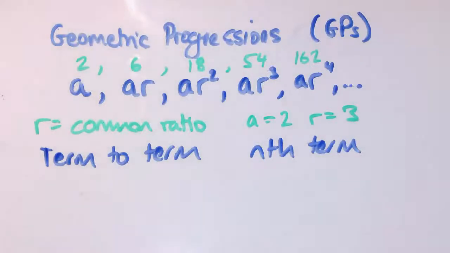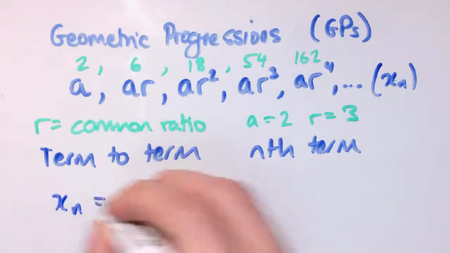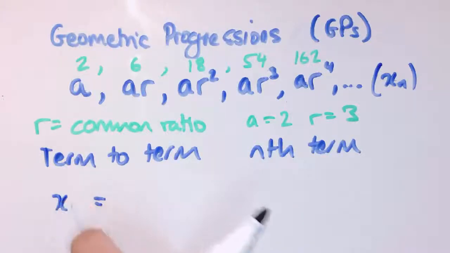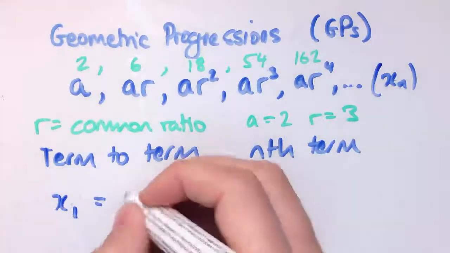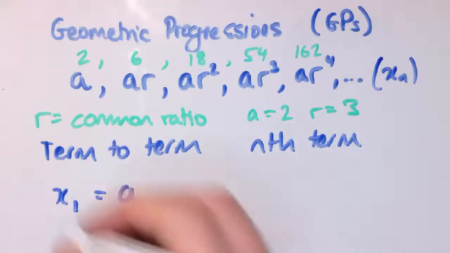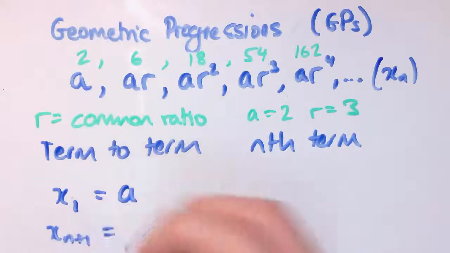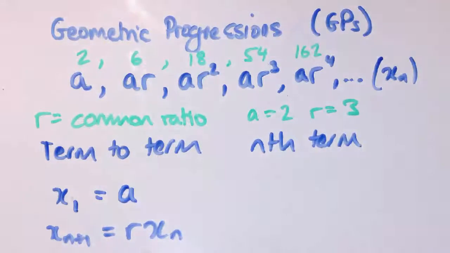Okay, so the term-to-term definition: let's call this sequence x. Firstly, for my term-to-term definition, I start with x1 is a, and then the n plus first term is r times the nth term. So the general definition is xn plus 1 is r times xn. So here a is 2 and r is 3, so I'm just saying the first one is 2, and then times by 3 to get to the next one, times by 3 again.